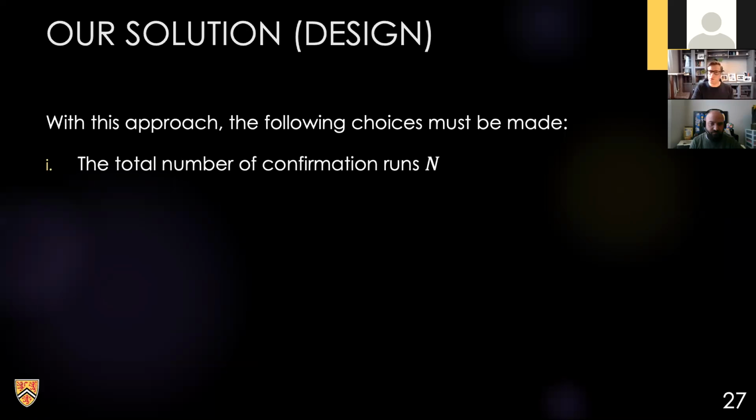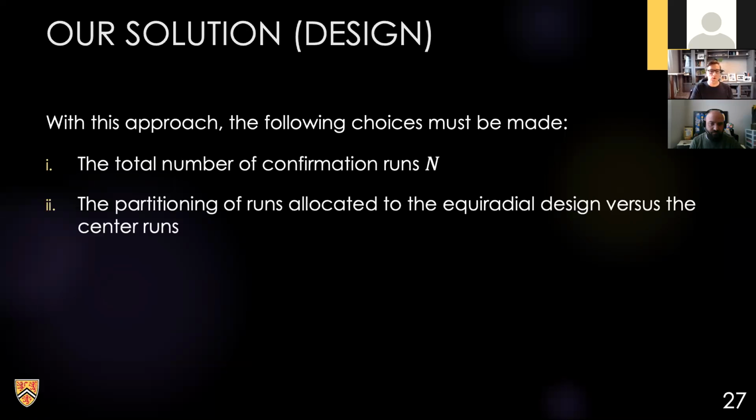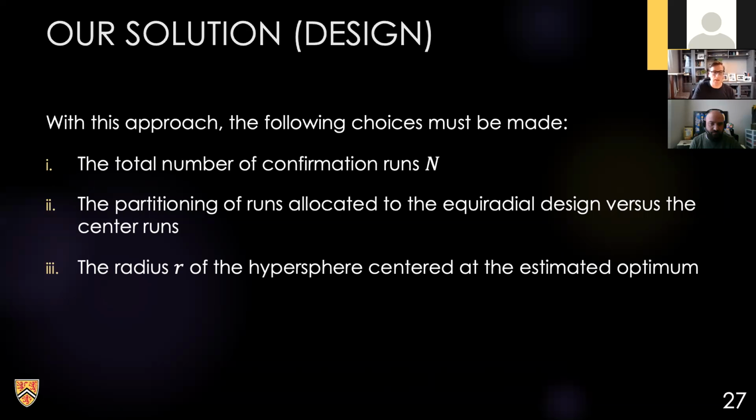First of all, we need to know what capital N is. As I mentioned, that's typically driven by resource constraints. We then need to think about how to allocate the runs, how many to put at the estimated optimum versus how many to put around the perimeter of your hypersphere. And as we just talked about, there are several practical trade-offs that need to be considered. But subject to those 2 decisions being made, a third one that we need to consider is the radius of that hypersphere. That again is going to be a choice of the user.